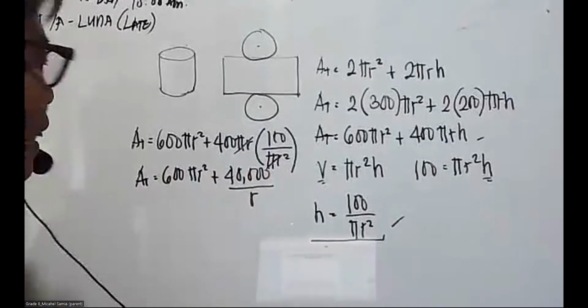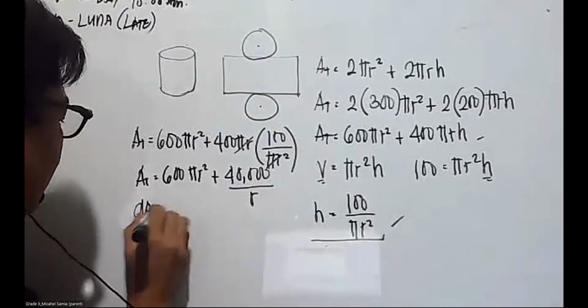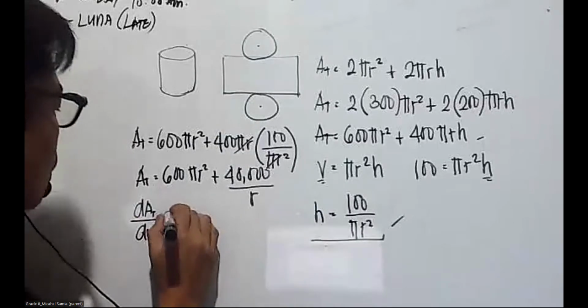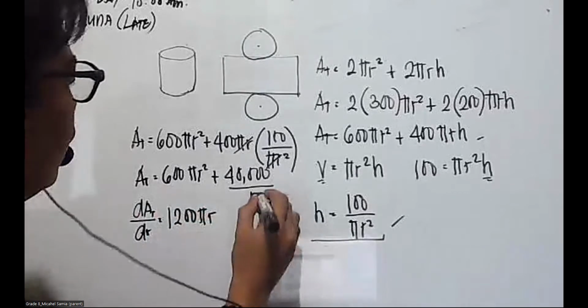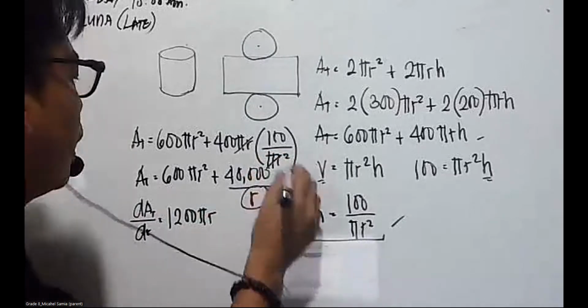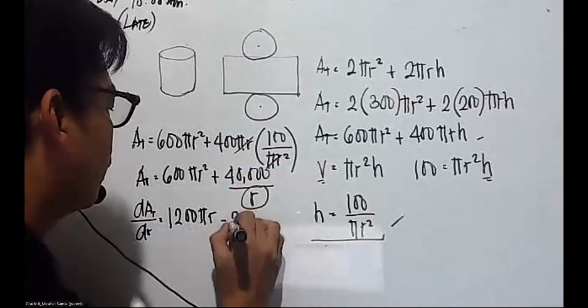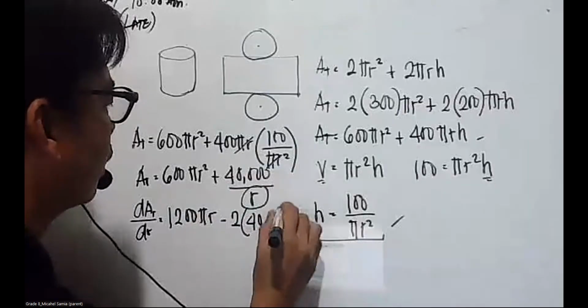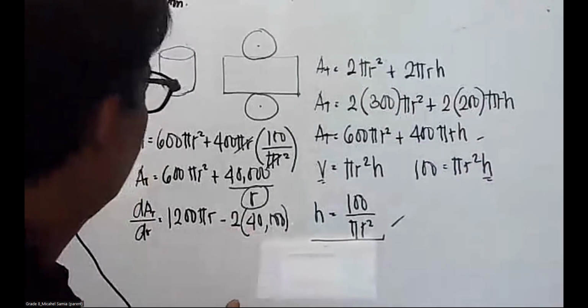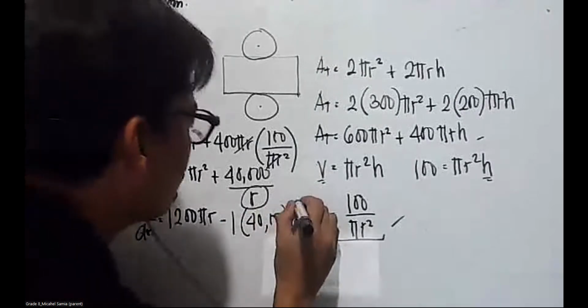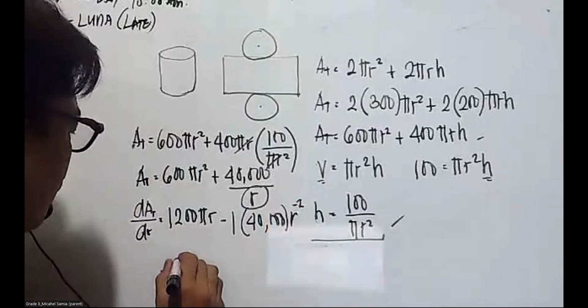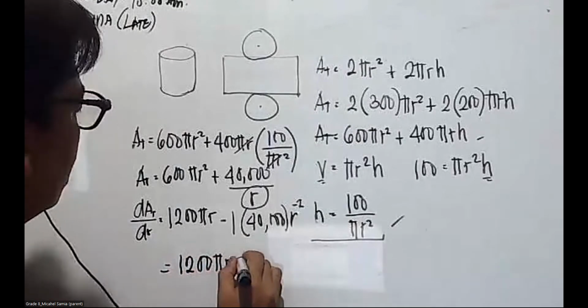Now we could differentiate it. dA with respect to r is equal to 1,200 pi r, and then r here will have a negative exponent, so this becomes negative 1, and differentiating gives negative 2. So r raised to negative 2, multiplied by negative 40,000. So this will become 1,200 pi r minus 40,000 all over r squared.